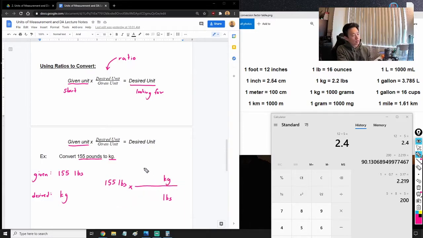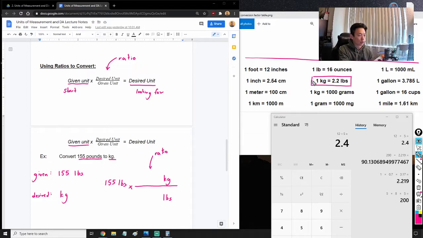So what that means is here we need to have a ratio where we have kilograms equals to pounds, or the other way around, pounds equals kilograms. So what we're going to do now is go to this chart right here, and look for something where pounds is equal to kilograms. Okay, so take a second to find it. We have it right here. 1 kilogram equals 2.2 pounds. Okay, 1 kilogram equals 2.2 pounds.